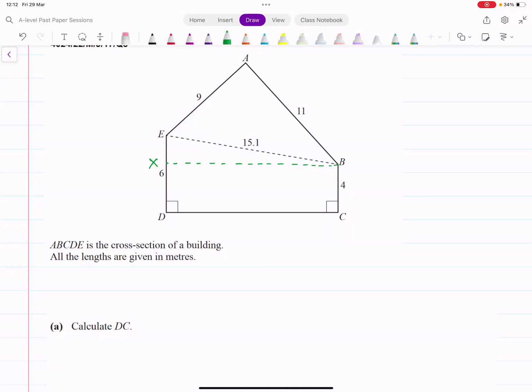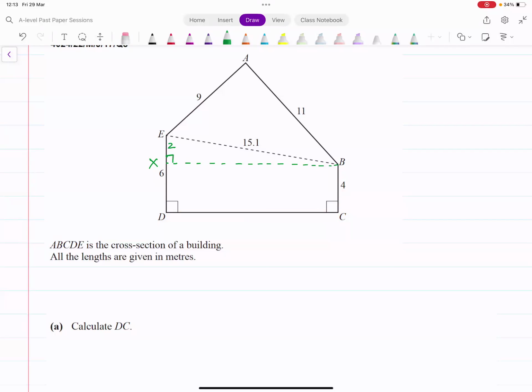Now XB, this line is going to be the same length as the length DC. Both of these are going to be same lengths. So if we can find XB somehow, that will be the same as DC. How can we find XB? Let's think about that. It's a right angle triangle. If this whole length is 6, and on the other side, you can see this length is 4, what does that tell us about this small length EX? That's going to be 2 units.